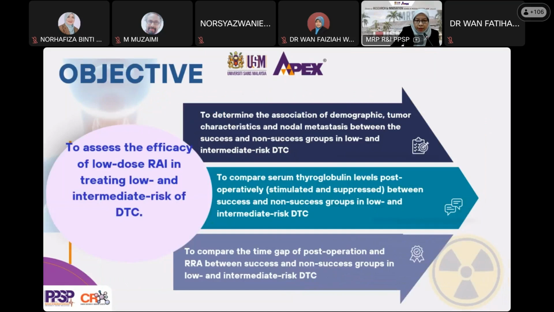Okay. So our main objective is to assess the efficacy of low-dose RI in treating low and intermediate risk DTC. The secondary objectives include evaluating the demographic factors, tumor characteristics, TG levels, and also the timing of the RI in relation to the treatment success.